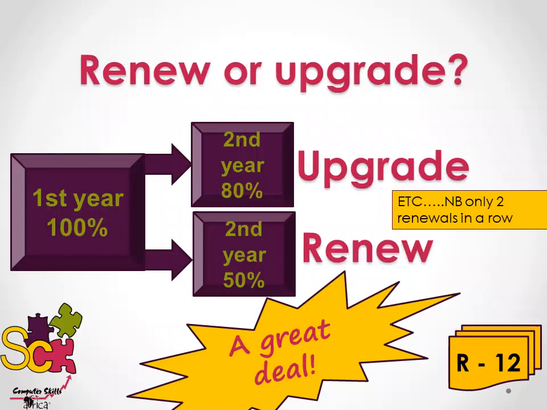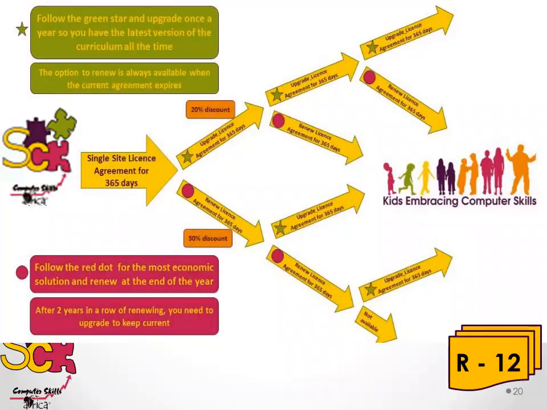You need to do this upgrade at least every 3rd year. So you can renew and renew again, but not the 3rd year. Then you need to upgrade because your stuff is old. This is a bit of a schematic presentation of how this upgrading goes. So if you take the green star, you upgrade. If you take the red button, you renew. And you can renew, and then here you can renew again, but the third time you need to upgrade.